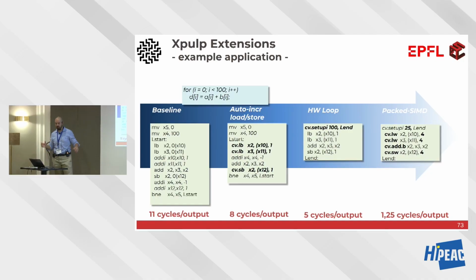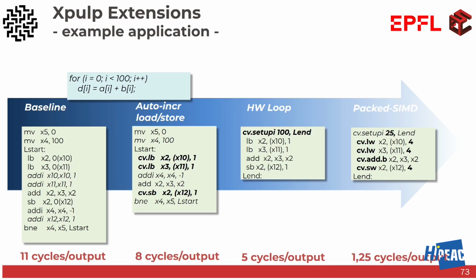This is an example of whatever I said now. This is like including all the extensions that we talked about today. So we have load with auto increment, then I'm adding a hardware loop, and then I'm finally adding the SIMD addition. As you see, code size decreases. Remember that when you go for packed SIMD, you are doing 4 times more operations, so the number of iterations is 25 now. This is the partial parallelization. Good.